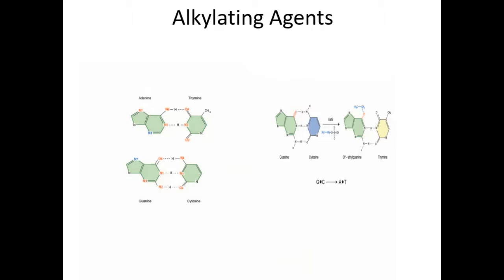So they will alkylate the O6, oxygen 6 of the guanine. And then they will transfer the ethyl group, CH3, CH2, to the O6 of the guanine. So you have this ethyl group here. And then it will not be able to pair with the cytosine anymore. Instead, it forms a complementary pair with thymine. And this is also another pathway to introduce the mutation.